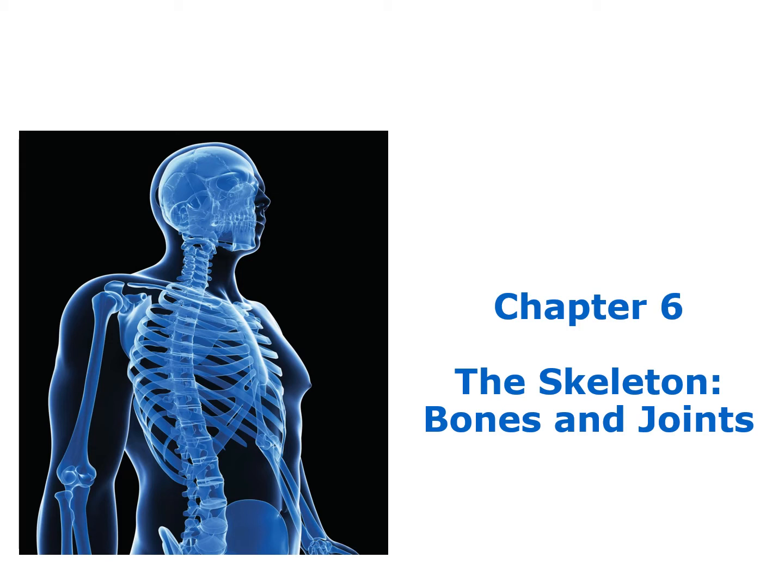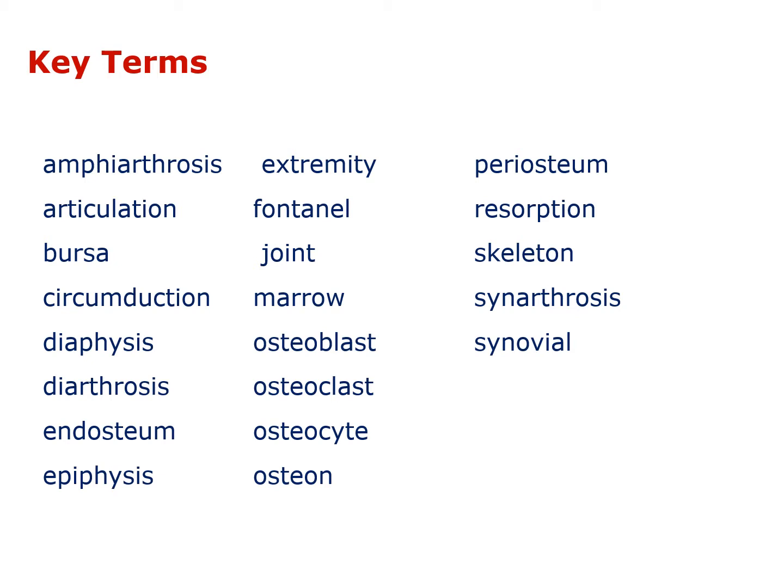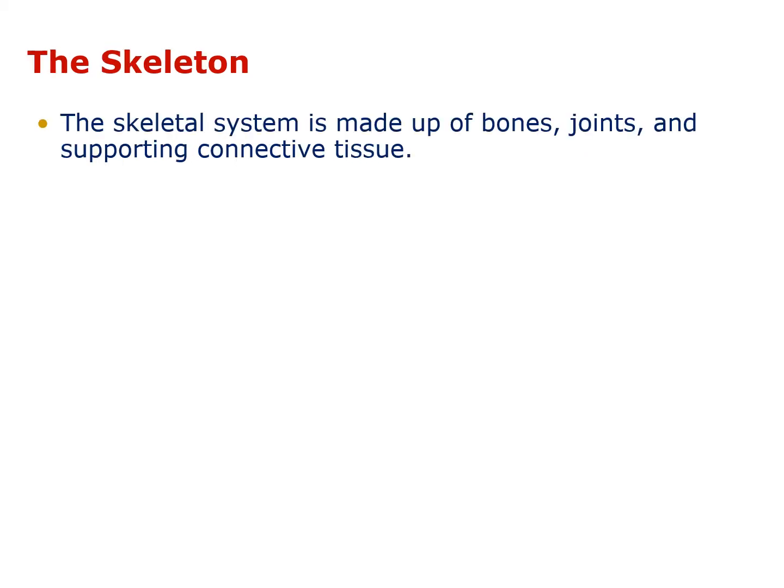So this is chapter 6. It begins on page 98 in your anatomy book. You will see the skeletal system. Learning objectives are there on that page. You have key terms found in the book throughout the chapter. The skeletal system is made up of bones, joints, and supporting connective tissues.